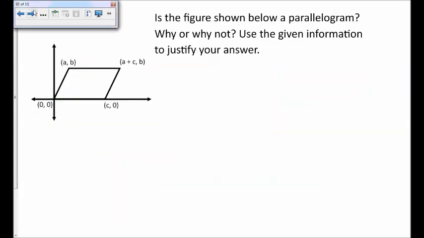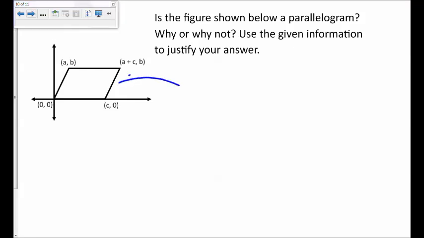Is the figure shown below a parallelogram? Why or why not? Use the given information to justify your answer. Well, we've defined a parallelogram to be a quadrilateral with two pairs of parallel sides. So I'll need to look at the slopes.